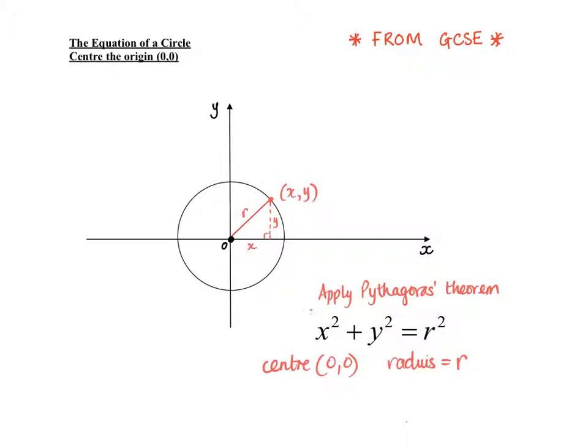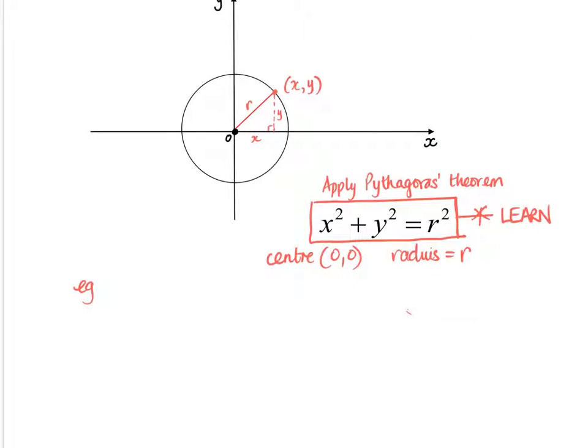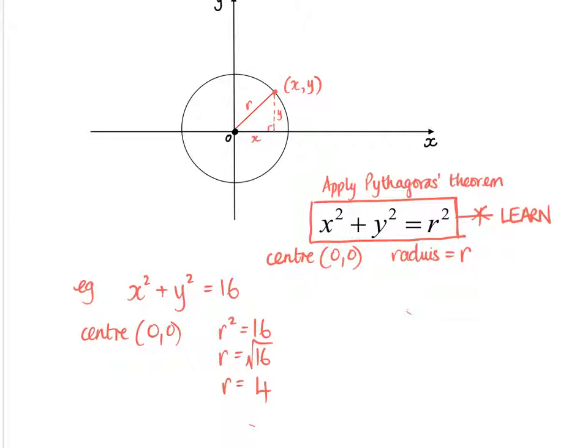Now this equation is not given, therefore can you highlight it and memorise it? It's not in the formula booklet, so learn this. So if I just give you a quick example of this. Say we had x squared plus y squared equals 16, then that means that the centre is 0, 0, and the radius squared is equal to 16, so the radius is actually equal to the square root of 16, and because it's a length we just take the positive value of it, so the radius is equal to 4.